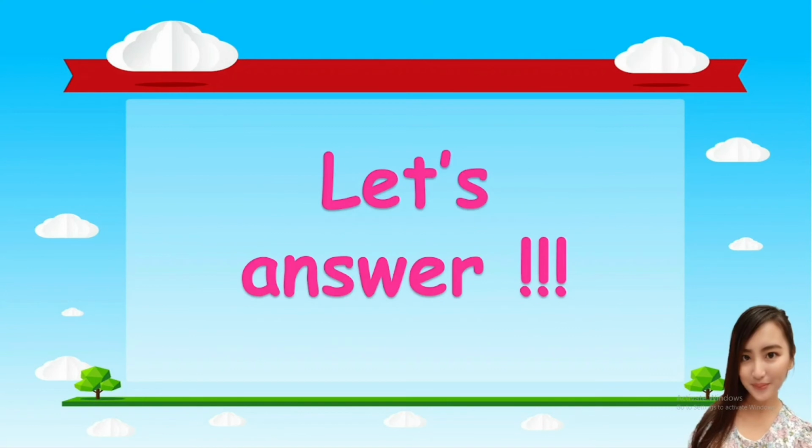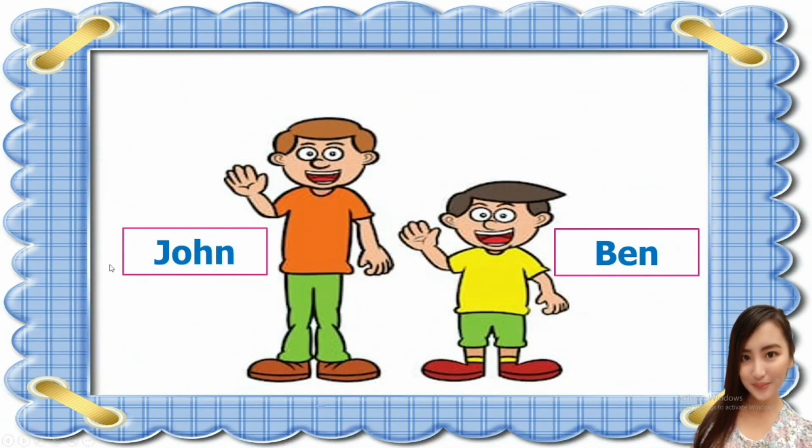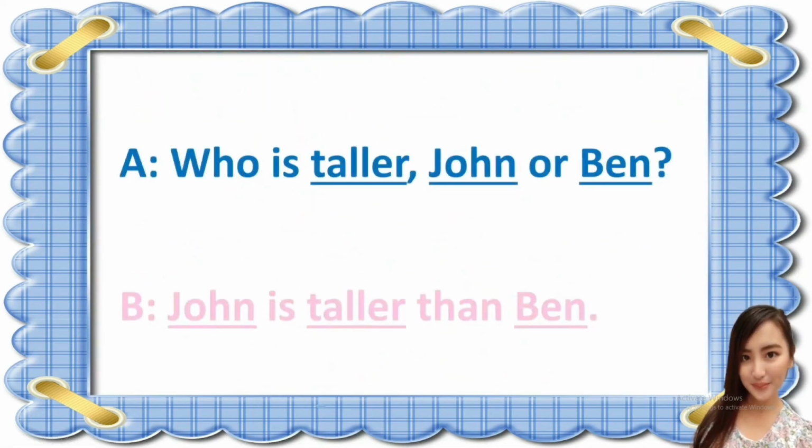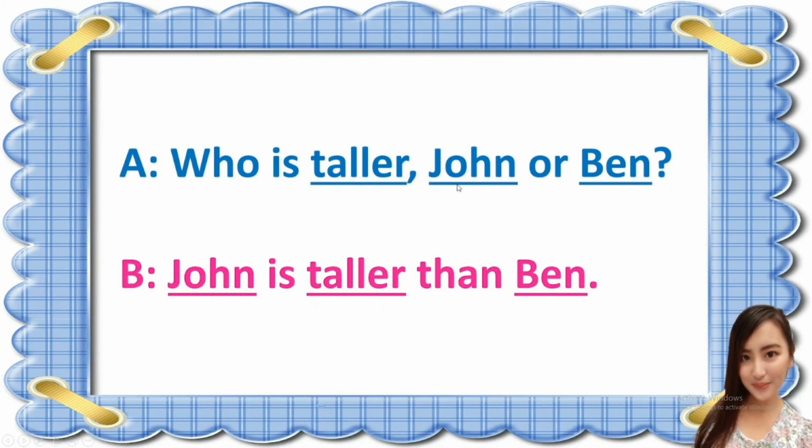So now let's test if you really understood the lesson. Let's answer. Okay, in here we have John and Ben. John is blank than Ben. The adjective is tall. Who is taller, John or Ben? The answer is John is taller than Ben. Tall, we add ER. It's a short adjective.